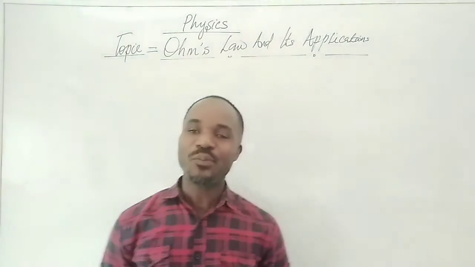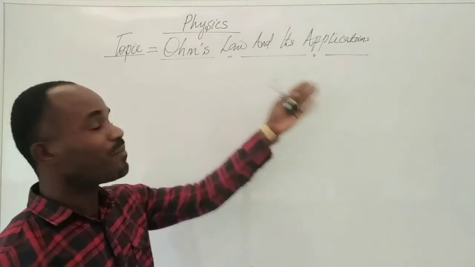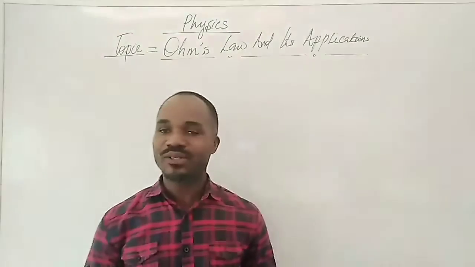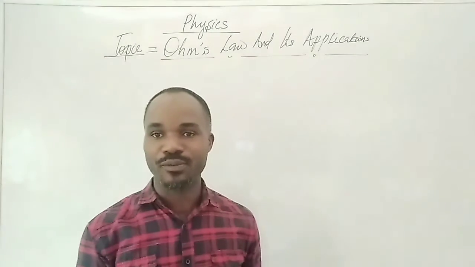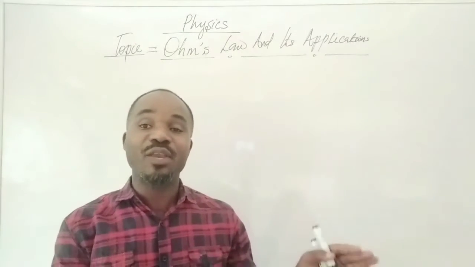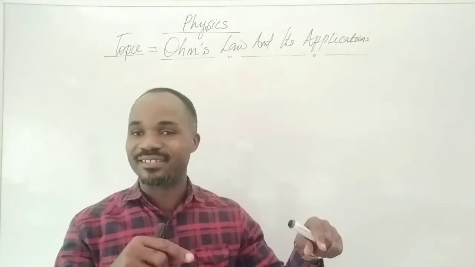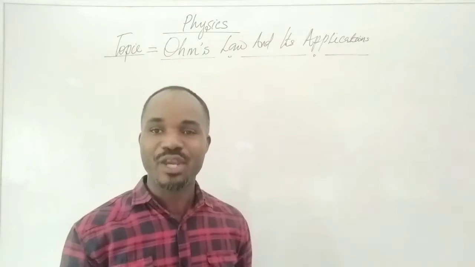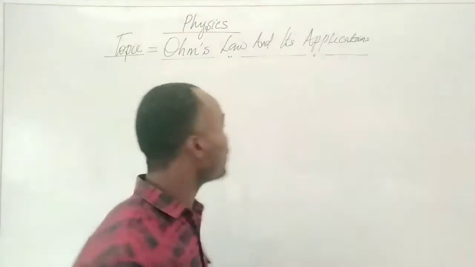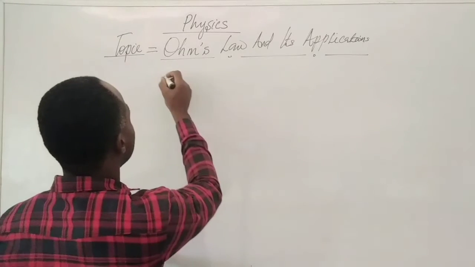Hello, the topic we are going to treat today is Ohm's law and its applications. Ohm's law states that the current flowing in a metallic conductor or wire is directly proportional to the potential difference across its ends, provided the temperature and other physical quantities remain constant. Let's just put that down and see how we can refer to that in solving one or two problems.